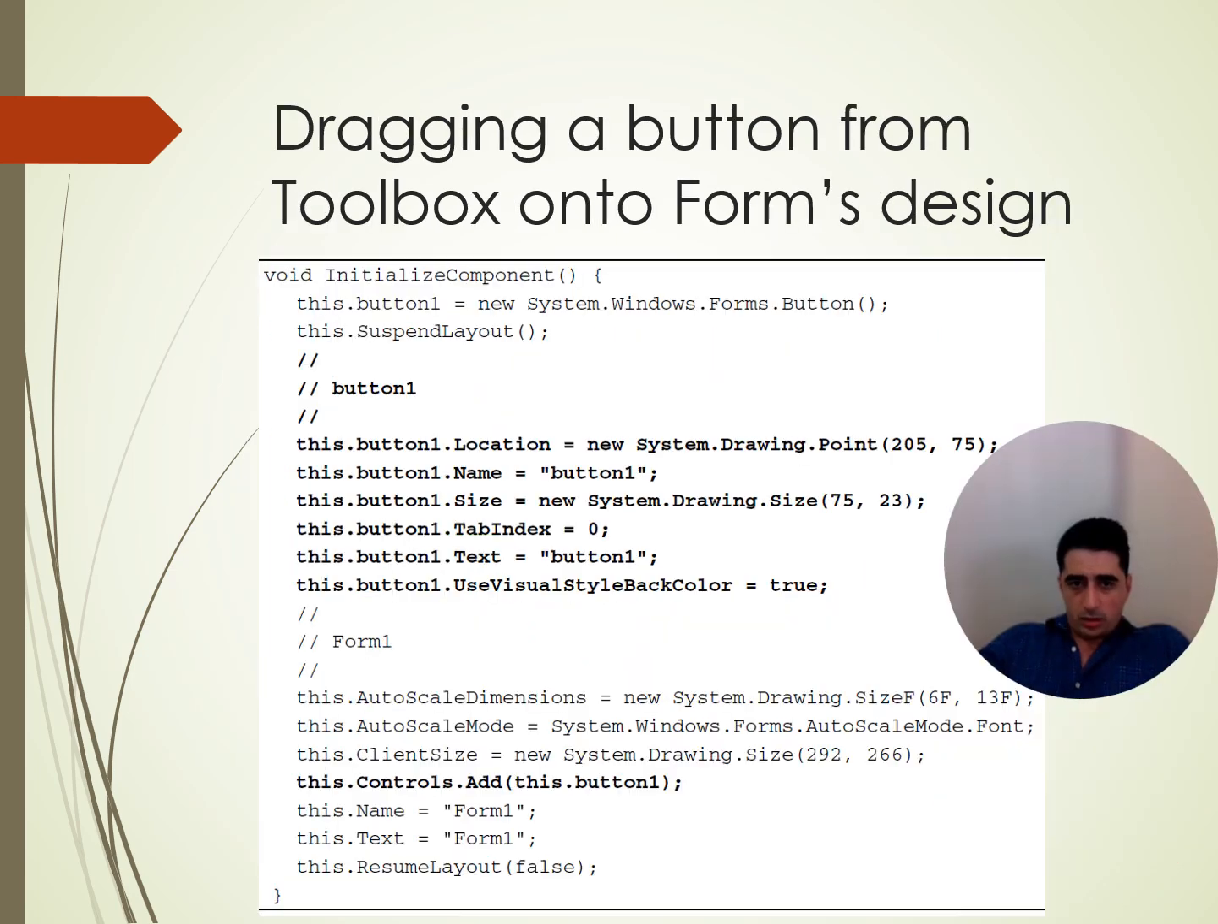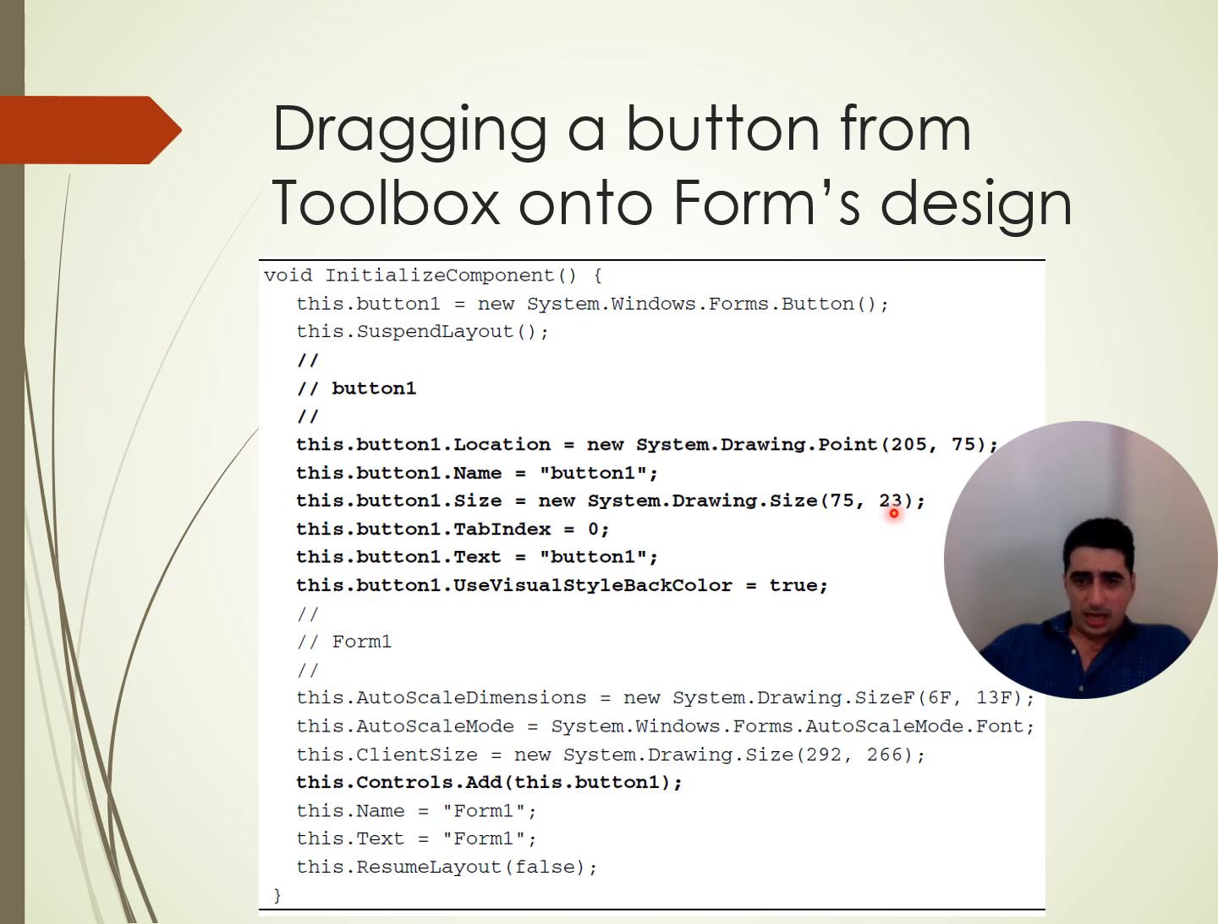Here is an example of code generated automatically by Visual Studio after you drag a button from the Toolbox and drop it on a form. As you see, it specifies the location as 205 and 75. These are pixels. It shows the exact location of the button on the screen, on the form, I should say. And if you drop the button at a different location, you will get a different point, a different location here in the code.